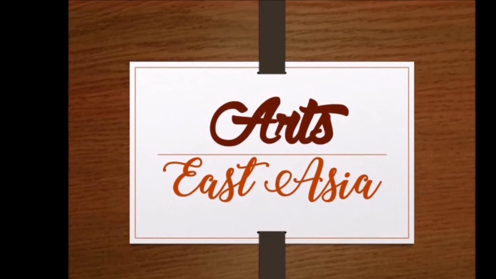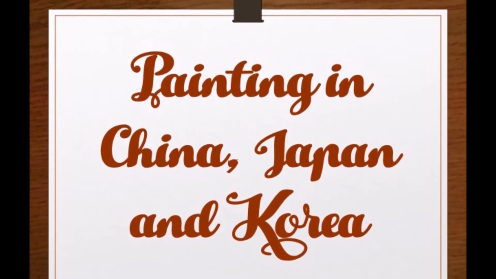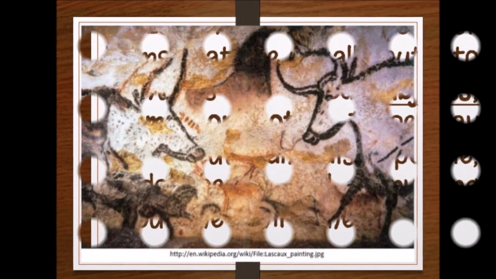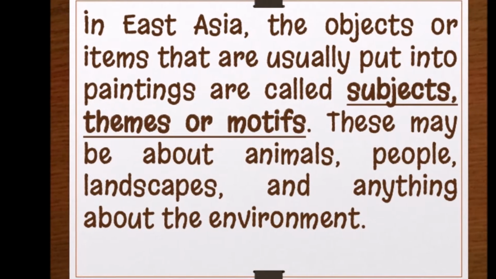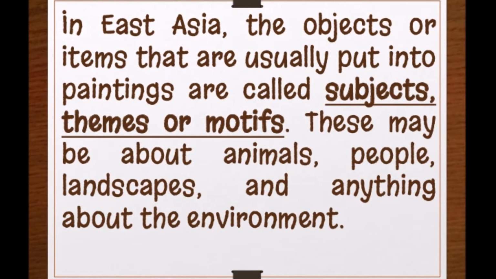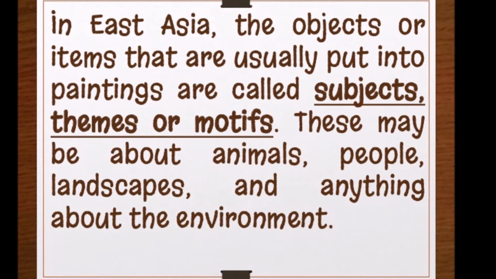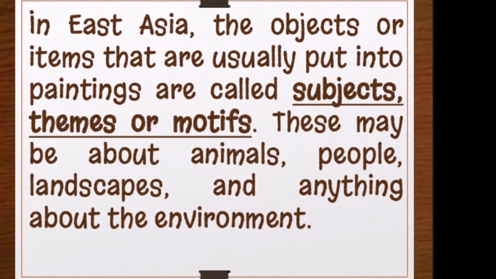Arts of East Asia. Lesson 1: Painting in China, Japan, and Korea. In East Asia, the objects or items that are usually put into paintings are called subjects, themes, or motifs. These may be about animals, people, landscapes, and anything about the environment.